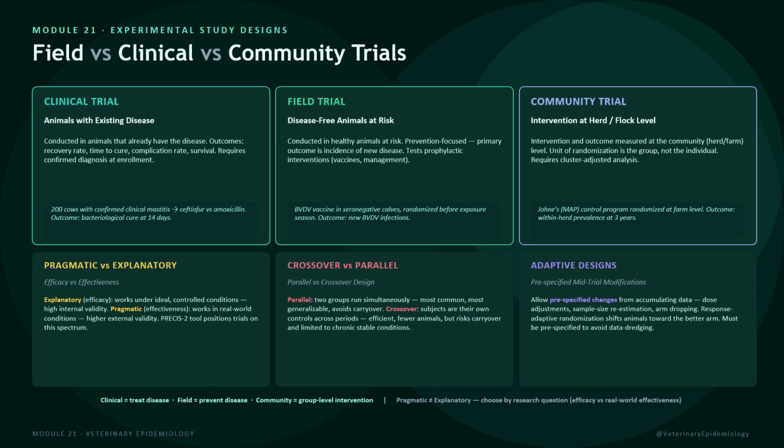Clinical trials treat existing disease. Field trials prevent disease in healthy animals. Community trials intervene at the herd or farm level. The choice depends on the research question: efficacy versus effectiveness, individual versus group level intervention. Understanding these distinctions helps match the study design to the biological and operational realities of veterinary practice.